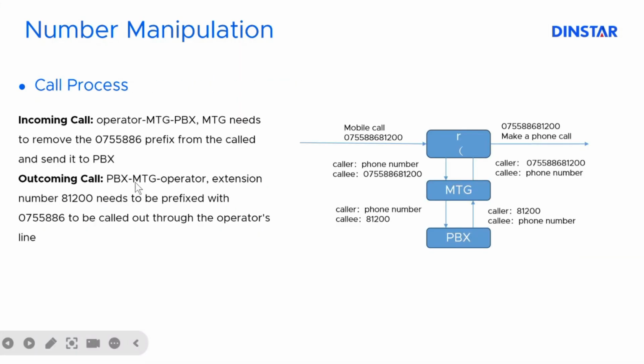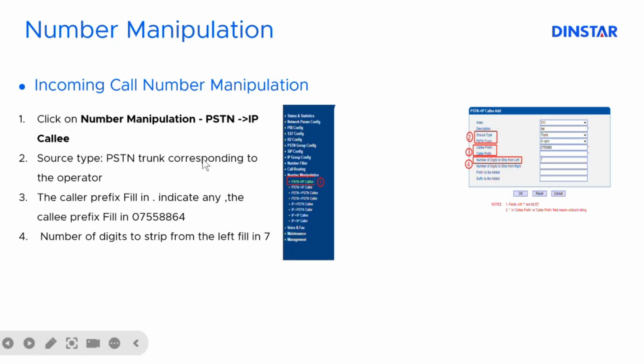For outbound calls, users may dial numbers without a prefix, but the carrier may require a phone number format like 0755. So in this case, we can configure outbound number manipulation to add the required prefix before sending the call out. Later, I will give you a demo using this area code as an example. First, let's see the configuration.